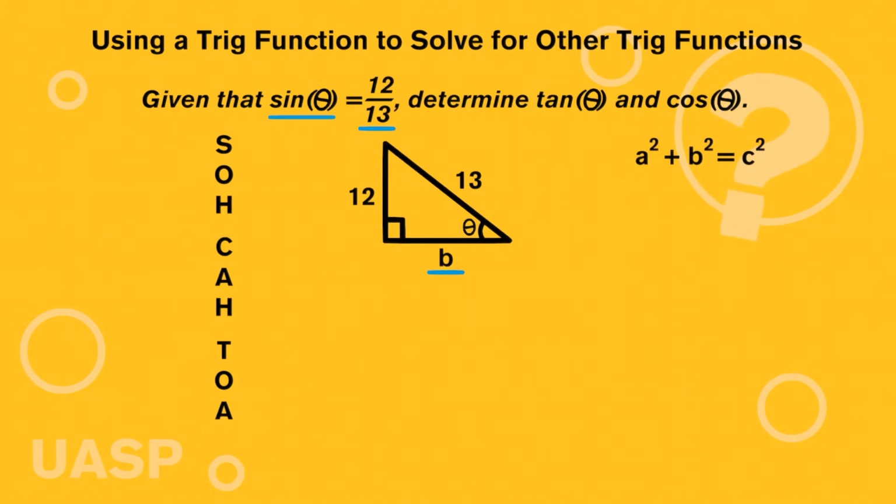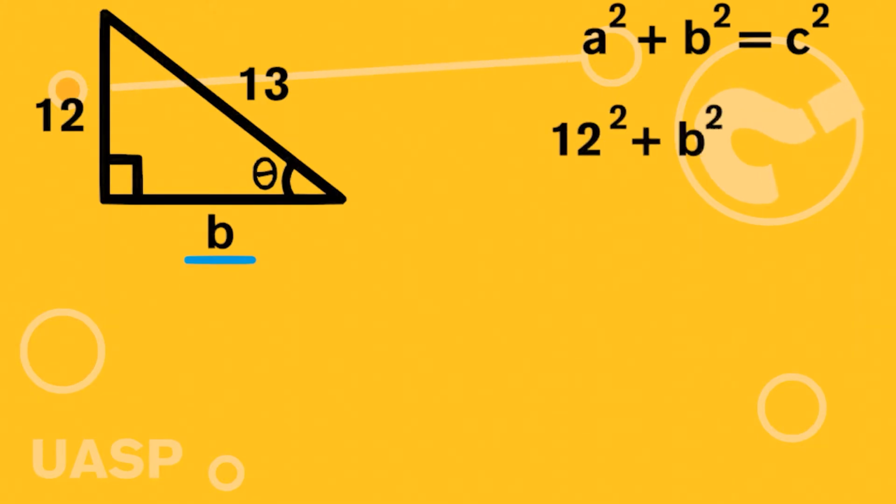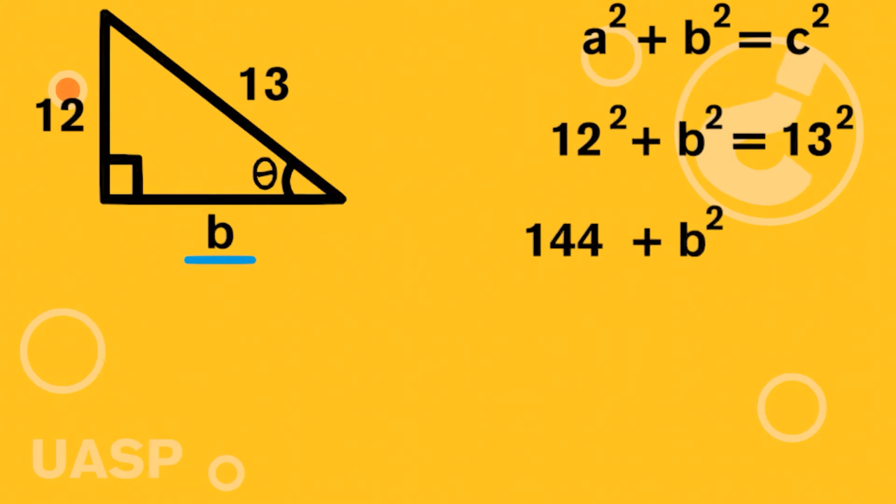So what we can use is the Pythagorean Theorem, which states that a squared plus b squared equals c squared. And in this case, c is the hypotenuse length, and a and b are the other two lengths of the triangle. So we know that b is unknown, but we know what a is, which is 12 squared. And then we'll do plus b squared. And we know what c is, right? So 13 squared. Now, if we solve these out, we get 144 plus b squared equals 169.